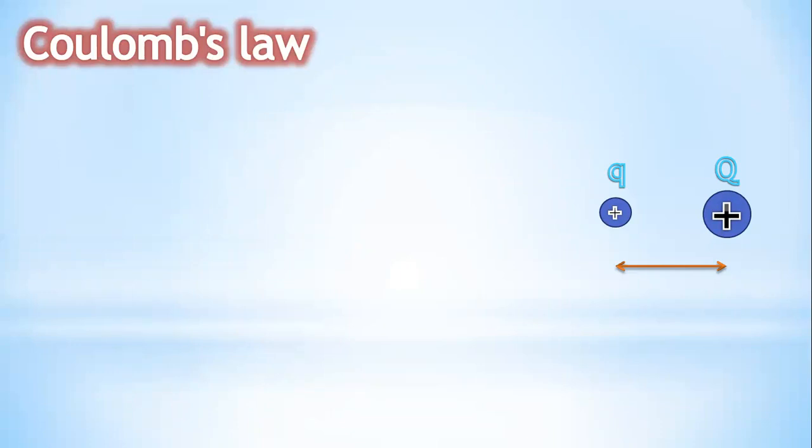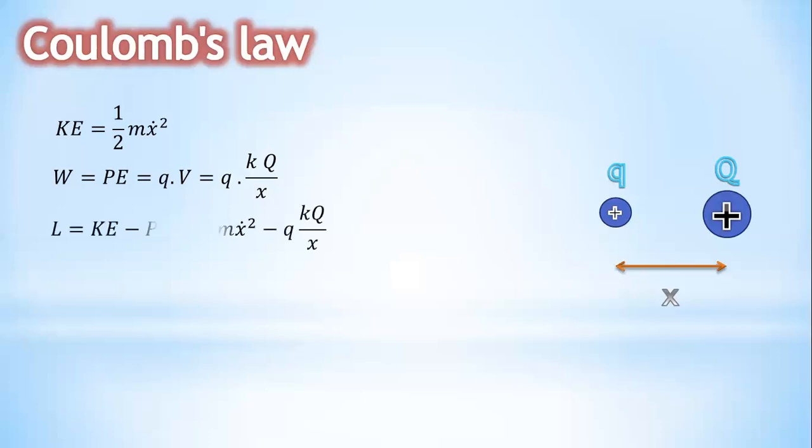The kinetic energy of the big charge is half m x dot squared. The potential energy of the big charge is equal to the work of the big charge, which is the test charge multiplied by the potential of the big charge, which is small q multiplied by k big Q over x. Now, the Lagrangian, which is the difference between kinetic and potential energies, is half m x dot squared minus small q multiplied by k big Q over x.